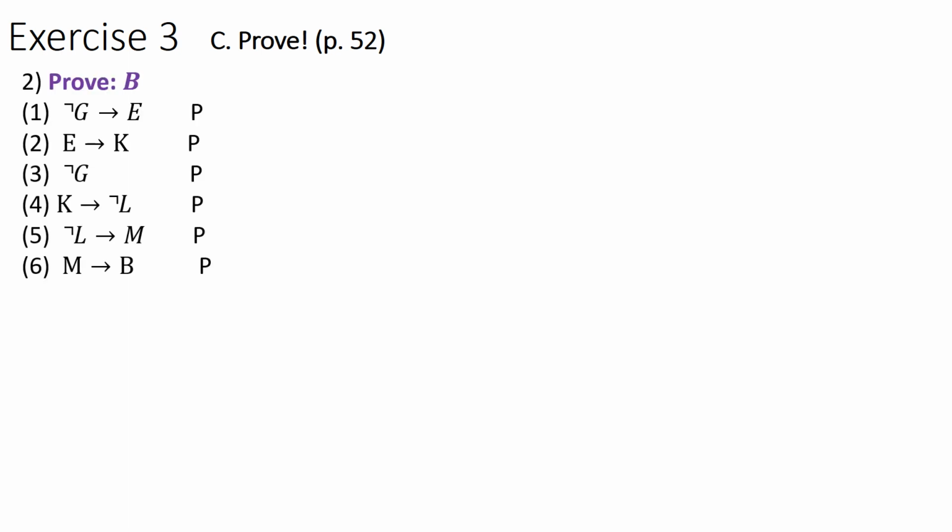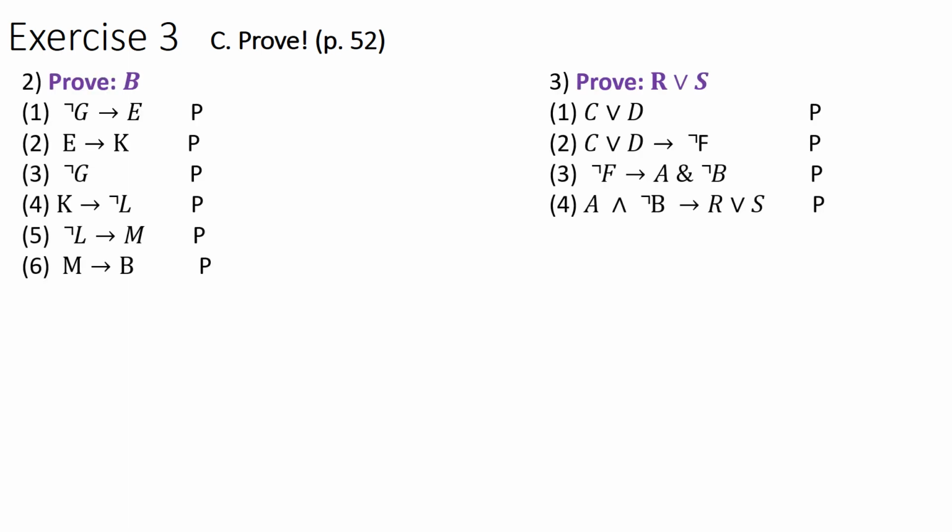Part C of exercise 3 on page 52, we will do 2 problems, number 2 and number 3. Number 2, we want to prove B given a list of premises. Notice that line 6, we have a conditional if M then B. B does appear as the consequent to that conditional, but there's no way we can just, so to speak, pull that B out. What should be our strategy here?